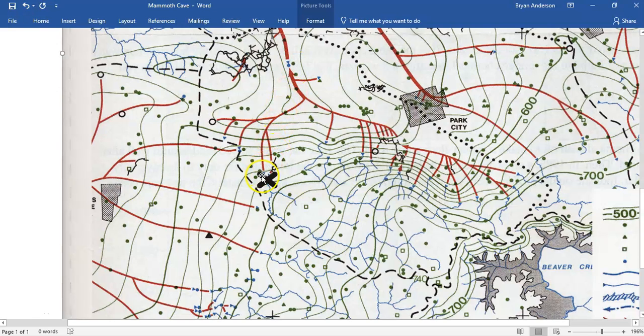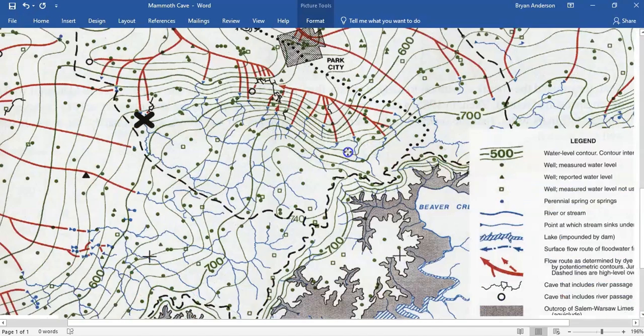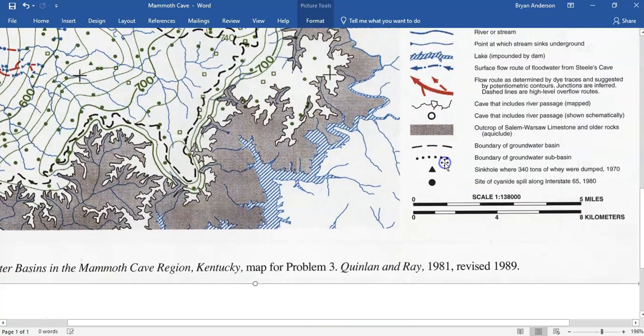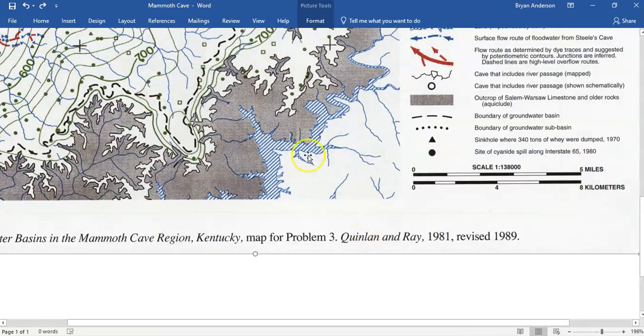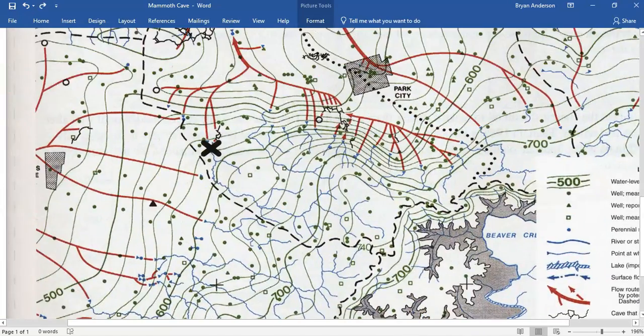Well, to determine L, take a piece of string and lay it along this surface, and then go over to the legend here and figure out how long that string is once you've straightened it out, and that will give you your L, your length over which the groundwater flows.